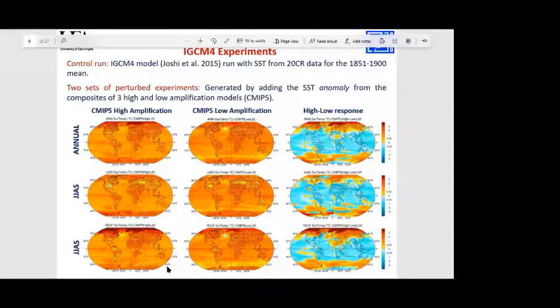Okay, thank you. And then there's a question from Colin. In these IGCM experiments, how do you define the land surface conditions? The land surface condition is the default setup, which can be seen in Joshi et al. 2015. But for this Arctic amplification model, we didn't do any such changes.